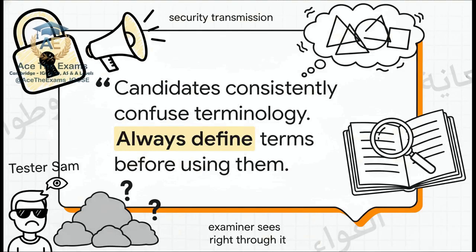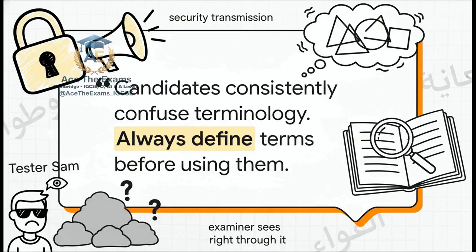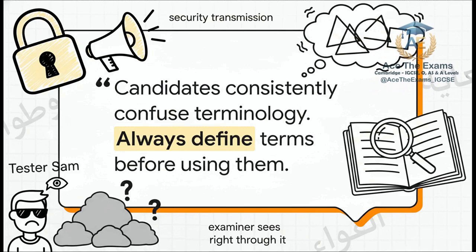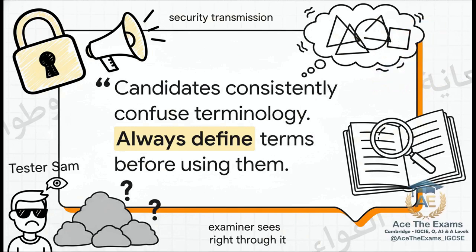So the crucial point here is this massive security transmission directly from the examiners. Candidates consistently confuse key terminology. Always define terms before using them in extended responses. Look, Tester Sam loves dropping heavy, impressive-sounding terminology just to sound smart, but he never actually defines the boundaries of those terms. The examiner sees right through it. Before you deploy a complex concept, you have to define it clearly. This proves you actually understand the core principles, and it totally secures your quality of language marks.